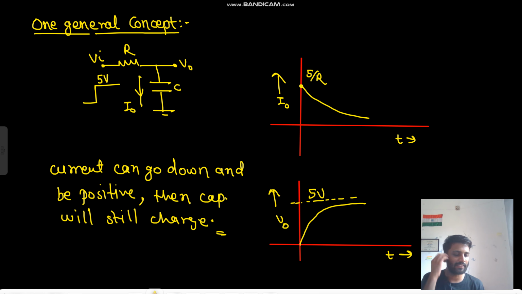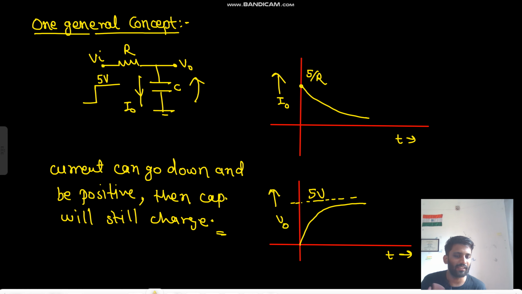So the capacitor is charged as long as the current is positive. Even if the current is going down, there is no problem. The current is getting less, till that time it is fine. If the current goes negative, then the capacitor will discharge. If the current goes in this direction, at that time the capacitor will discharge. Okay, so as long as there is positive current, no matter if it is increasing or decreasing, the capacitor will still charge. Do you get this point?